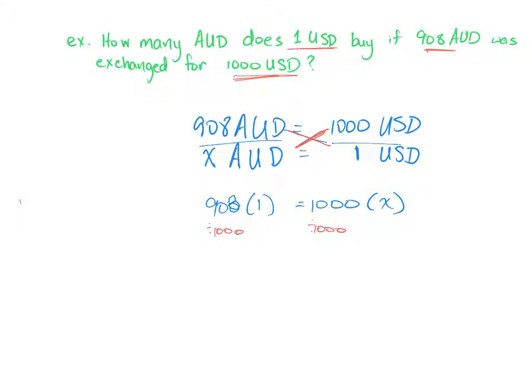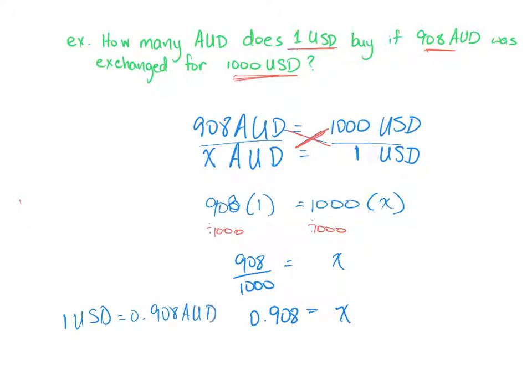Okay, there we go. And we get that X is equal to 908 over 1,000. All in all, when we do 908 over 1,000, we get 0.908. So our exchange rate then becomes 1 US dollar is equal to 0.908 AUD. And that's our answer.